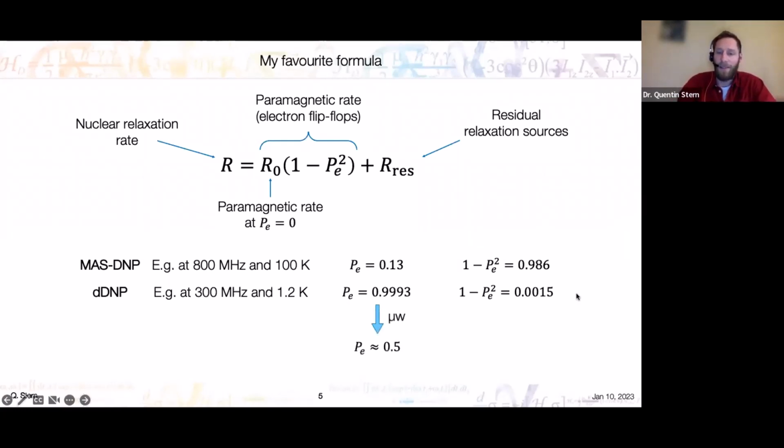So you have to take care about this. But when you switch on the microwave irradiation, you decrease the electron polarization, and hence you increase this 1 minus p squared by a very significant amount. So you will switch on relaxation processes. And this is what we will play with today.